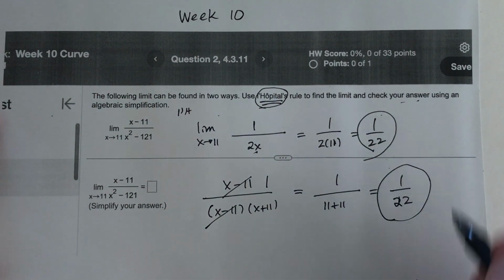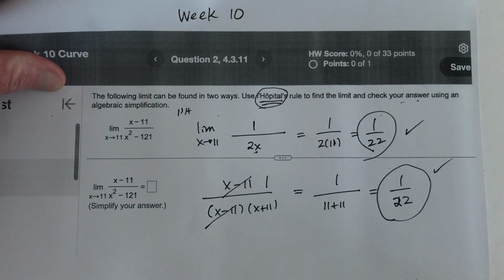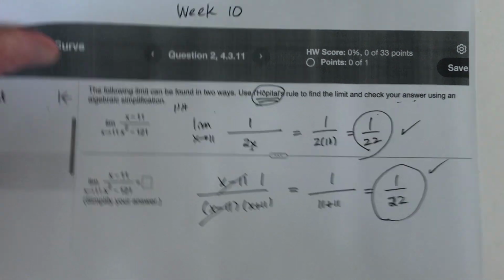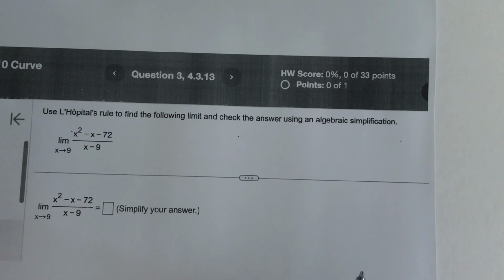So same answer, even though we do it in completely different ways. One of the wonderful things about math. All right, that was question number 2 on the homework. And then also, for some reason, I chose number 3. Oh, I know why I chose number 3.